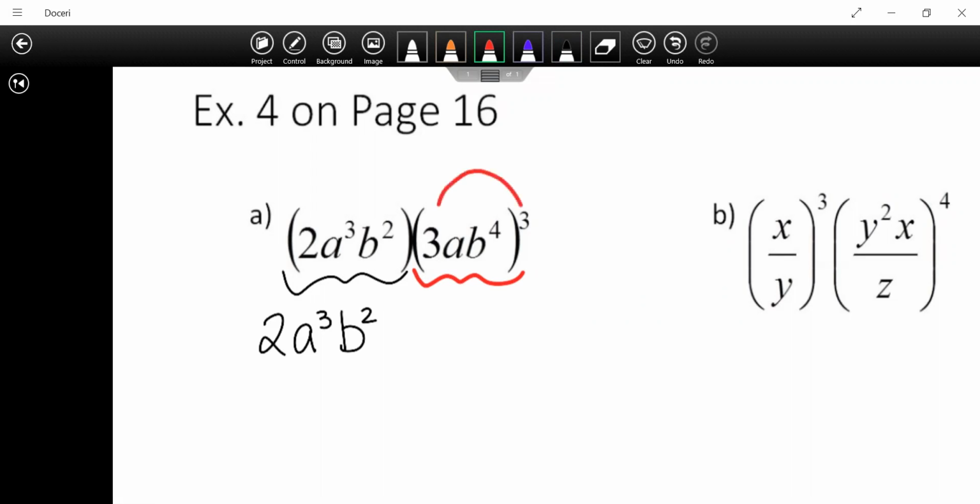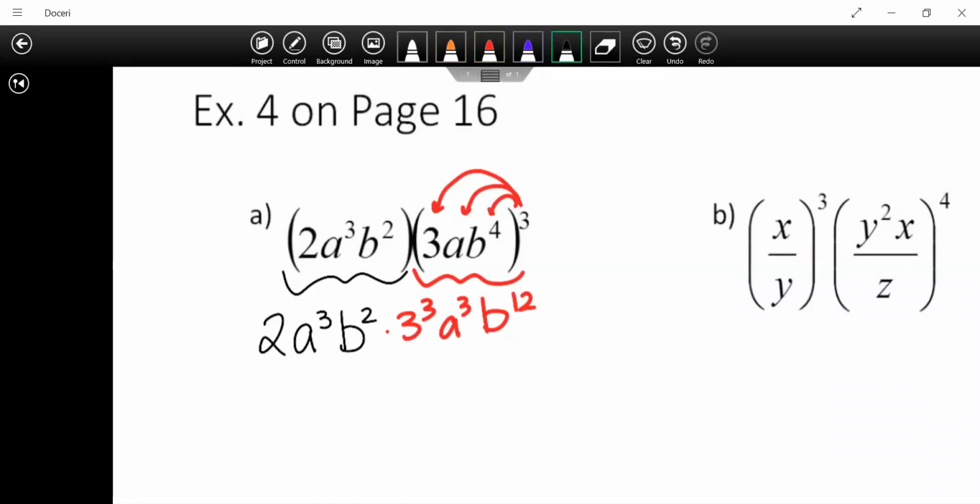Distribute to each term, right? So to the 3, to the a, and to the 4. So this is going to be 3 to the third, a to the third, b to the what? 12th, right? We multiply them when we raise it to another power.